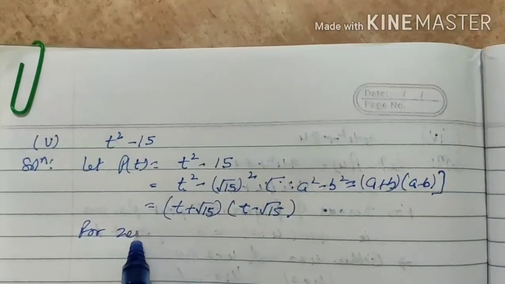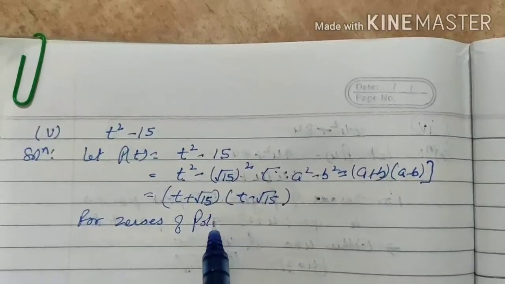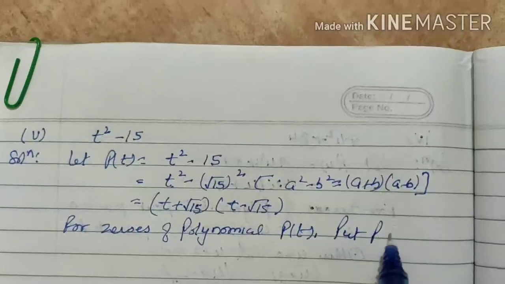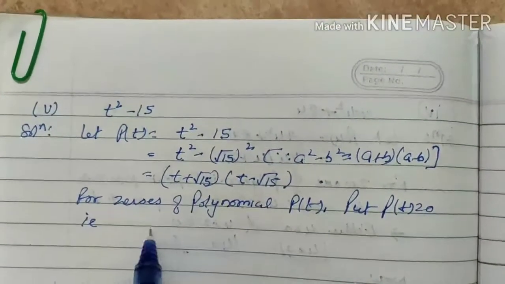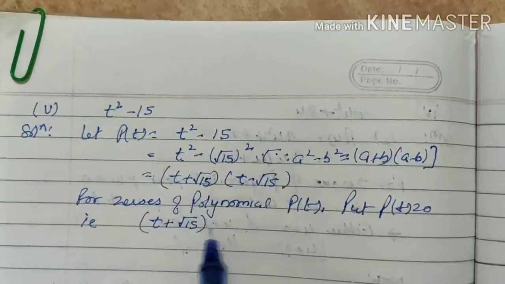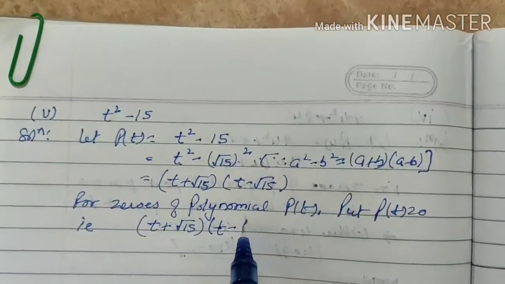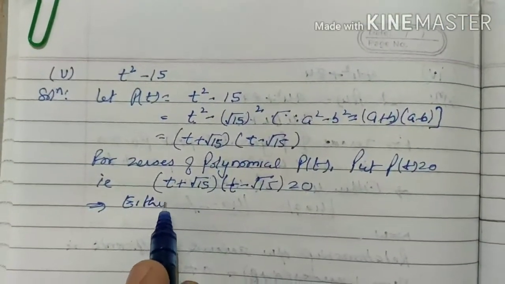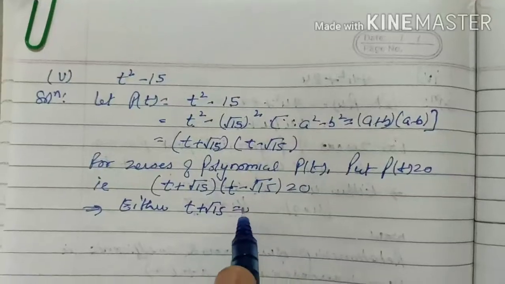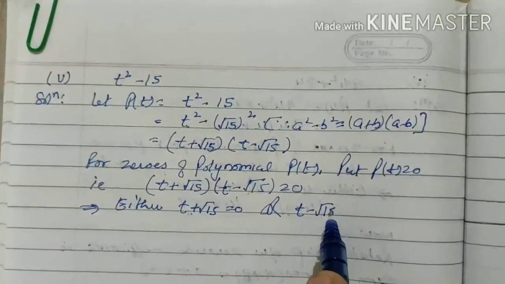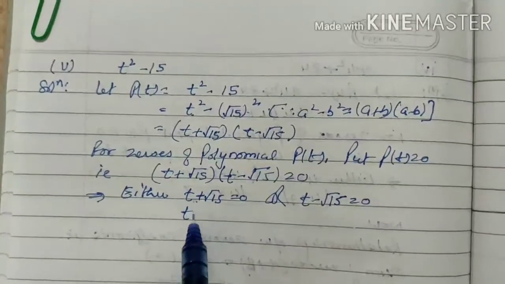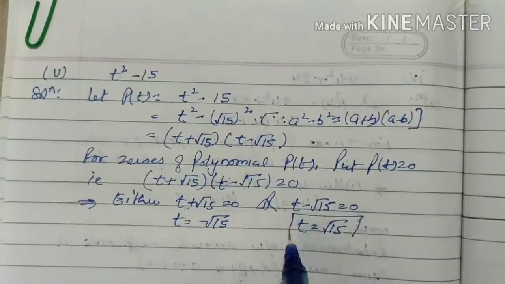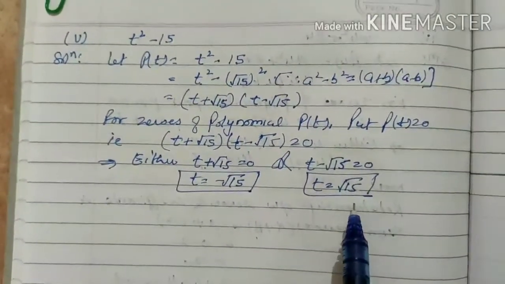Now for zeros of polynomial p(t), put p(t) equals to 0, that is t plus under root 15 into t minus under root 15 equals to 0, implies either t plus under root 15 equals to 0 or t minus under root 15 equals to 0. So here t will be minus of under root 15 and here t will be under root of 15. So we have two roots as minus root 15 and plus root 15.